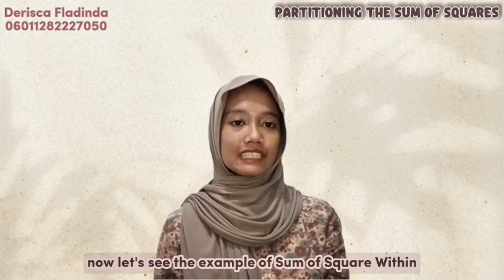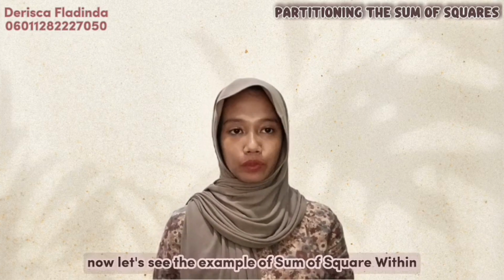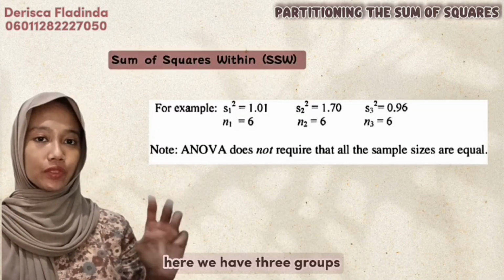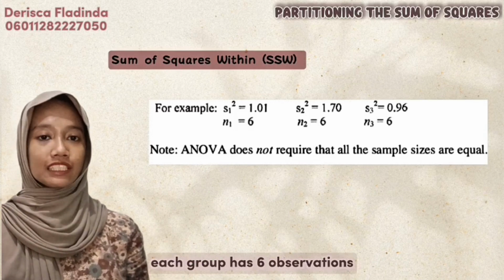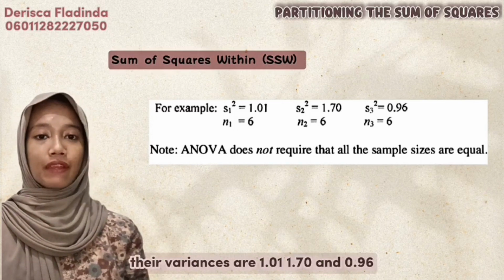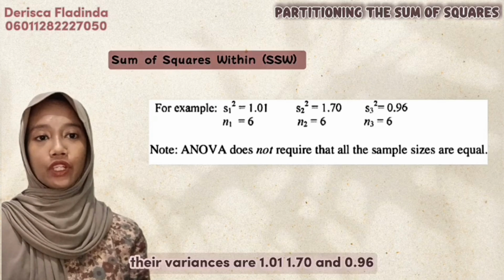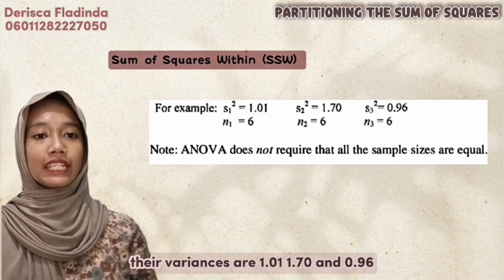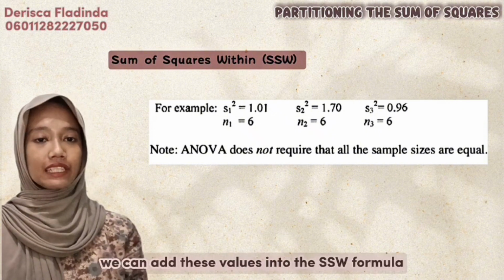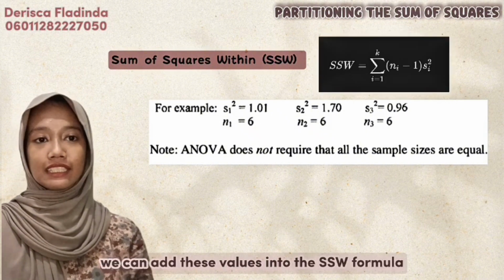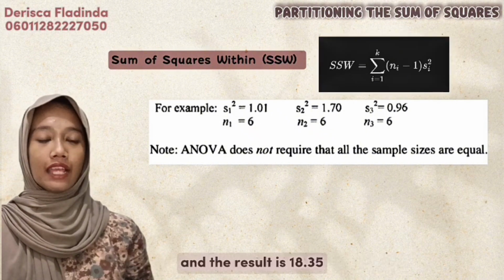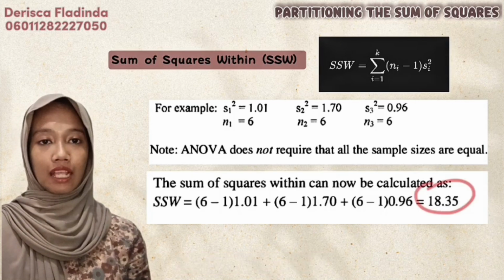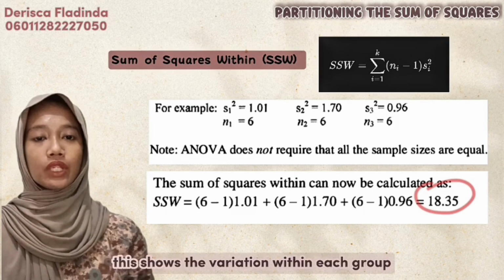Now, let's see an example of sum of squares within, or SSW. Here, we have three groups. Each group has 6 observations. Their variances are 1.01, 1.70, and 0.96. We can add these values into the SSW formula, and the result is 18.35. This shows the variation within each group.